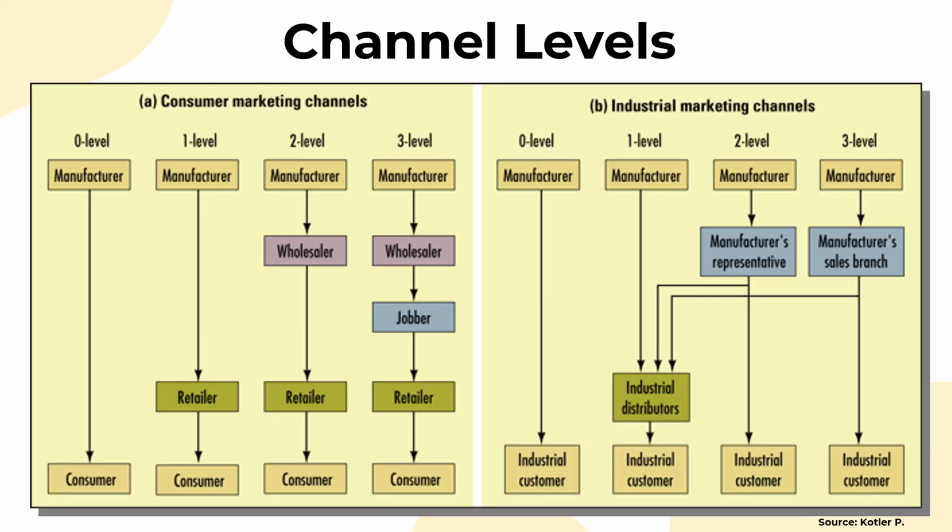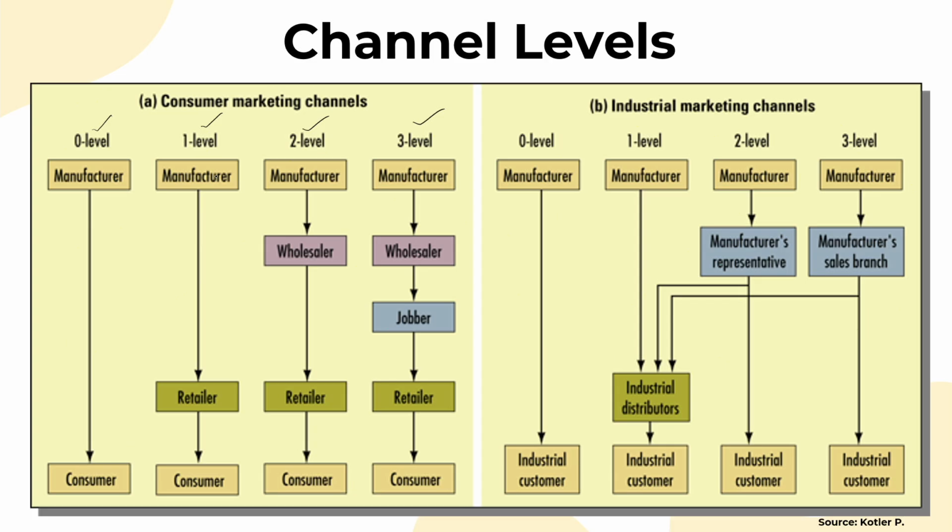defined here for two kinds of product. One is the consumer marketing channel and the second one is the industrial marketing channel. And just see, whether it's consumer or industrial, it has 0 level, 1 level, 2 level and 3 level channels. 0 level channel means direct to consumer, D2C, manufacturer to consumer without any middleman involved.